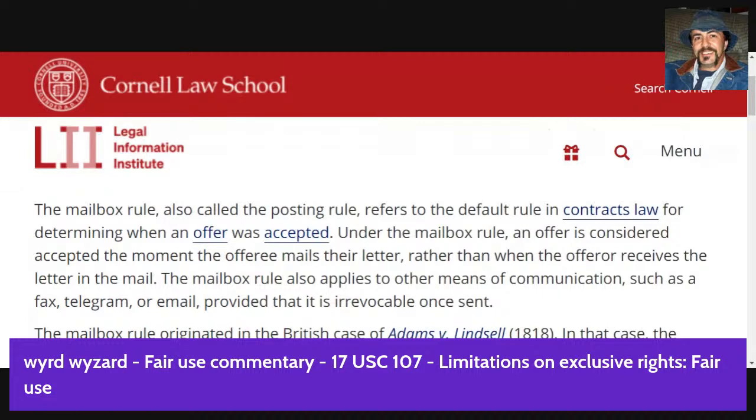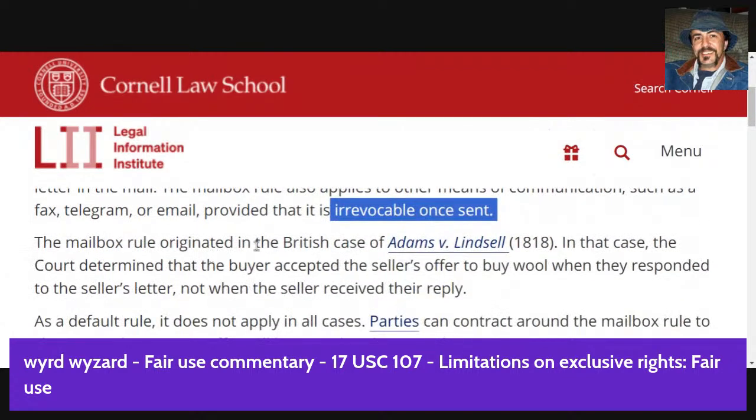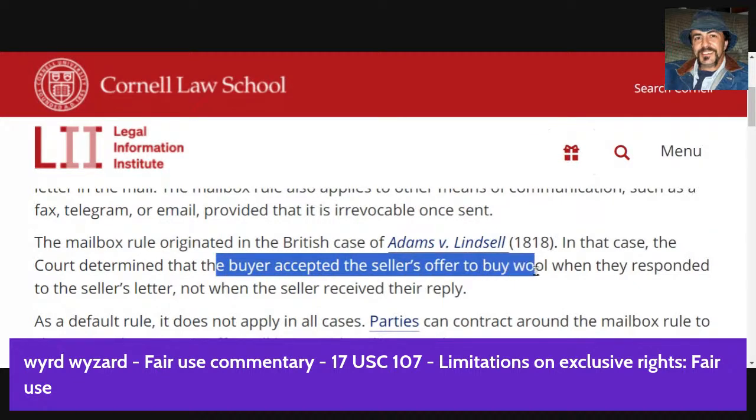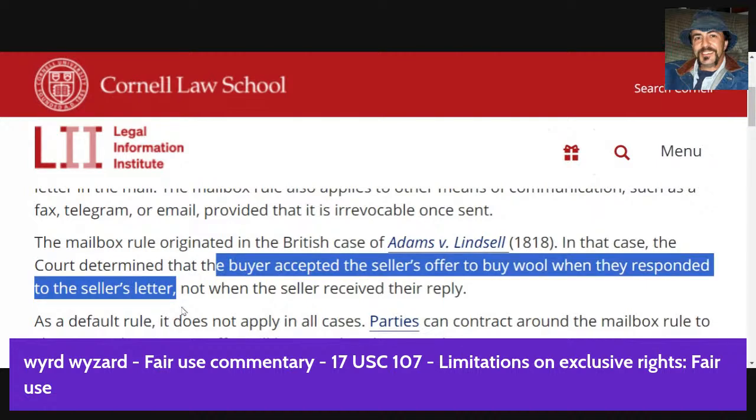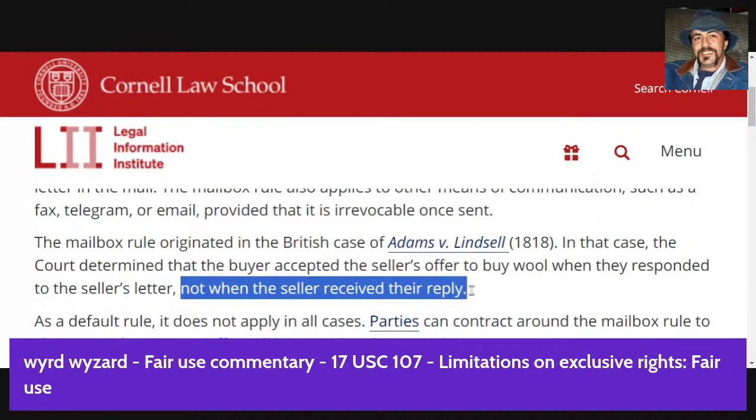And we're going to continue on with the rest of it here because it goes on to say the mailbox rule also applies to other means of communication. Communication, as that definition is defined in these codes, is a conveyance of a debt, such as a fax, telegram, or email, provided that it is irrevocable once sent. The mailbox rule originated in the British case of Adams versus Lindsell, 1818. In that case, the court determined that the buyer accepted the seller's offer to buy wool when they responded to the seller's letter, not when the seller received their reply.